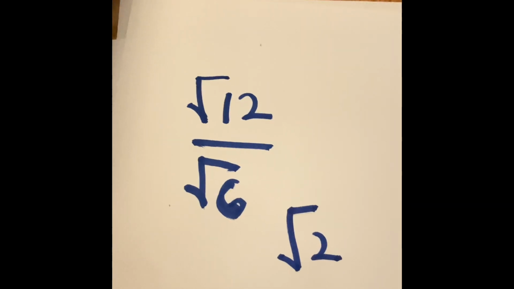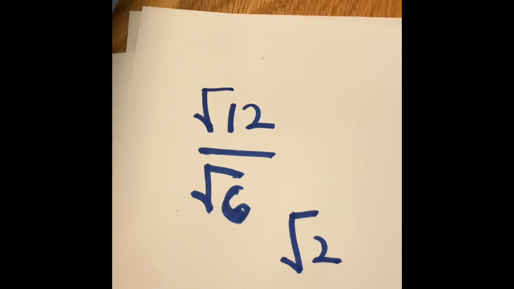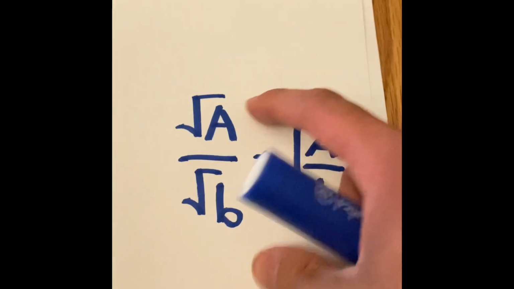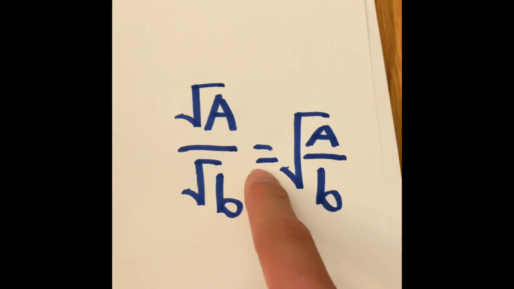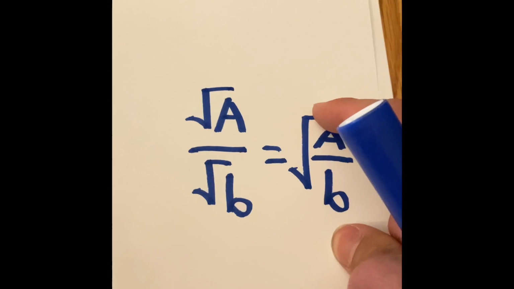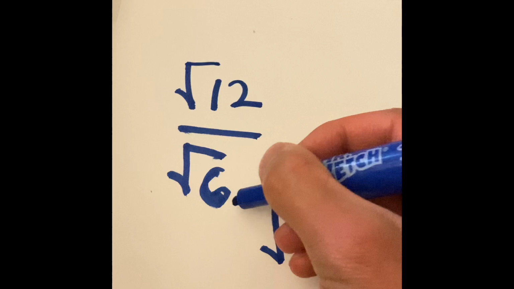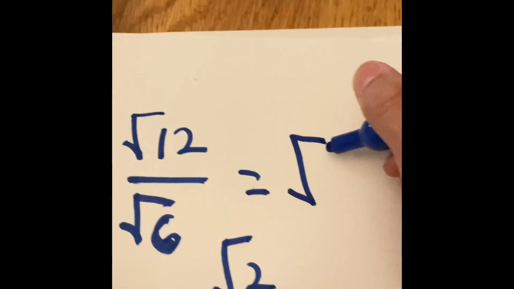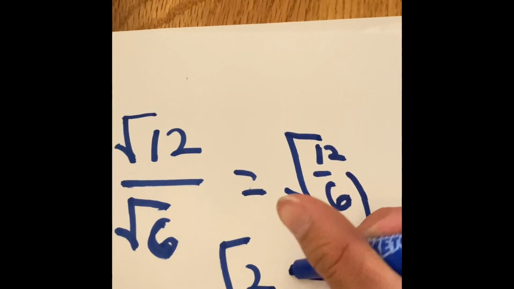Because the rule that we're going to introduce is actually going to make the math easier than you think. When you have a square root of a number divided by the square root of another number, that's the same thing as saying the first number divided by the second number under one giant square root. So the square root of 12 divided by the square root of 6 is the exact same thing as the square root of 12 divided by 6. When you do that, you get the square root of 2.